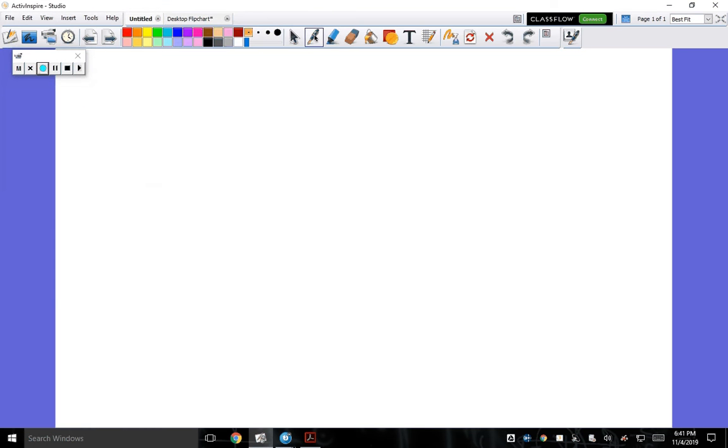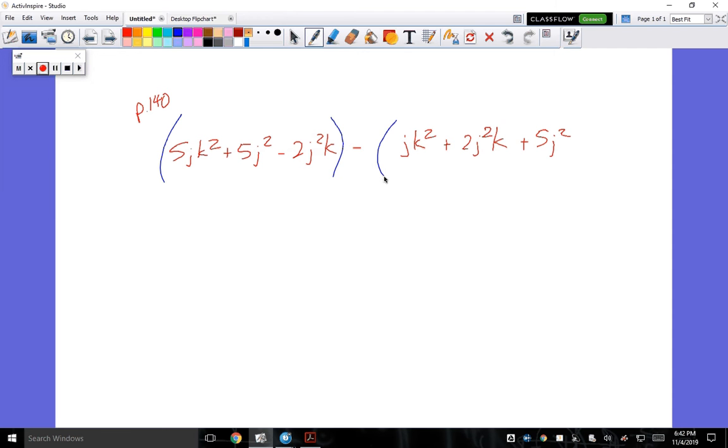Alright, so page 140 in your book, we have 5jk squared plus 5j squared minus 2j squared k, and then minus jk squared plus 2j squared k plus 5j squared. The biggest part of this problem that the testers love to see if high school students can get is that right there.